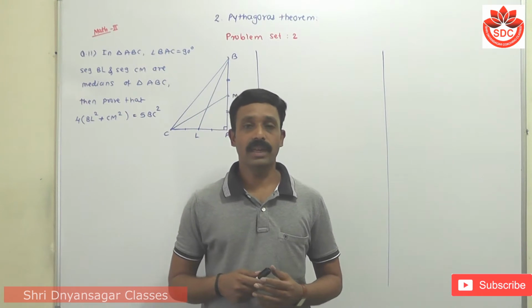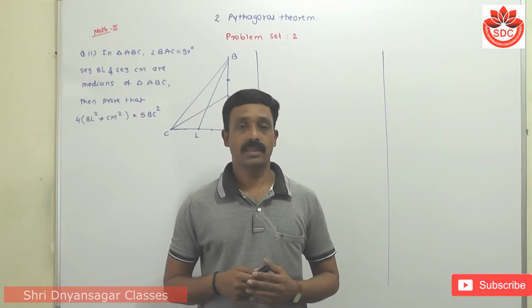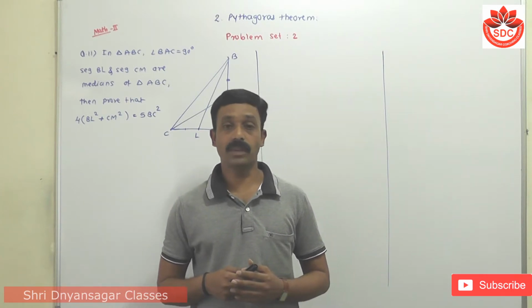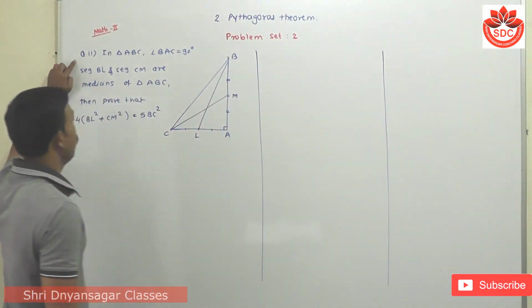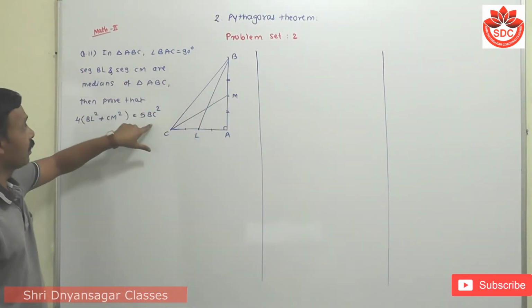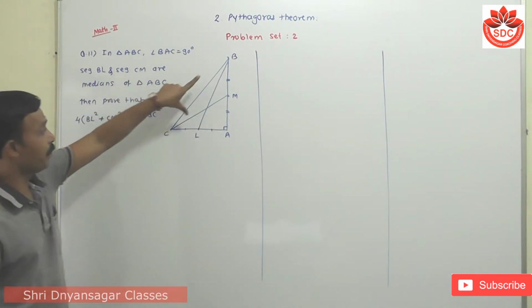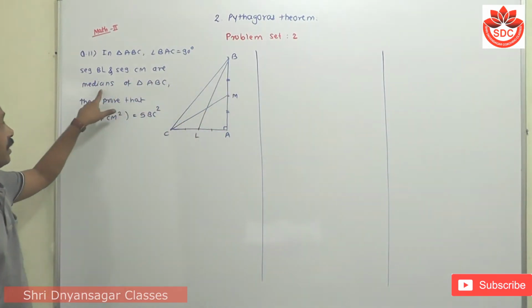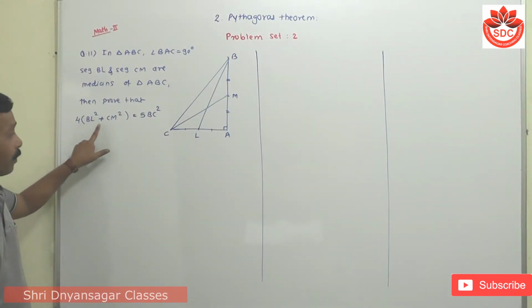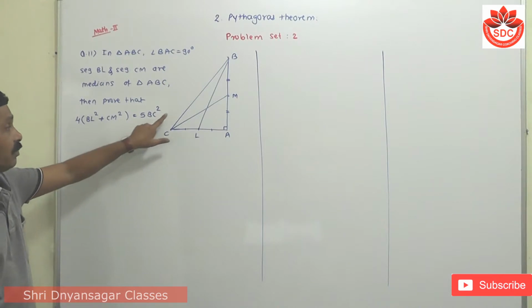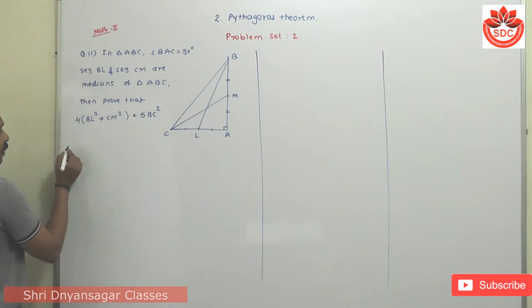Students, today we take the next examples of Problem Set 2 of Chapter 2, Pythagoras theorem, of the mathematics part. Now the next question, number 11: in triangle ABC, angle A is 90 degrees. BL and CM are the medians of triangle ABC. Then prove that 4 into bracket BL square plus CM square is equal to 5 BC square. Now here I write it is given.